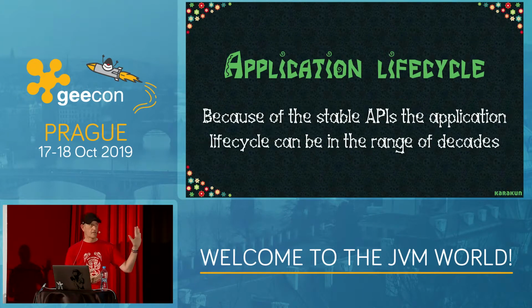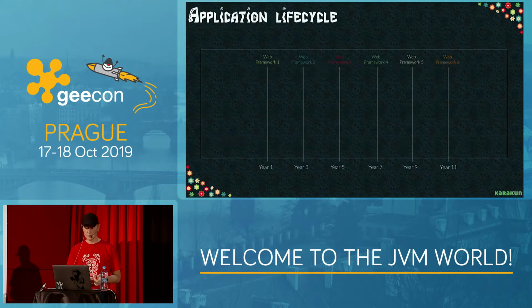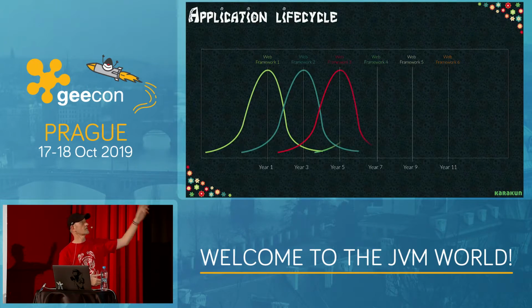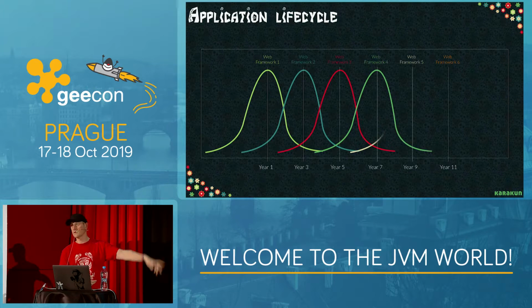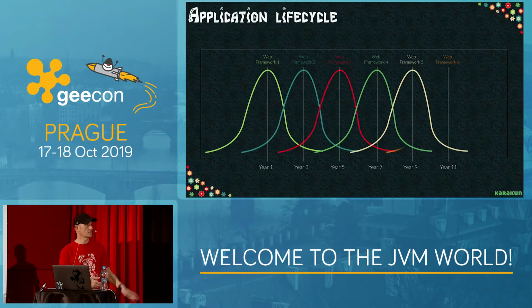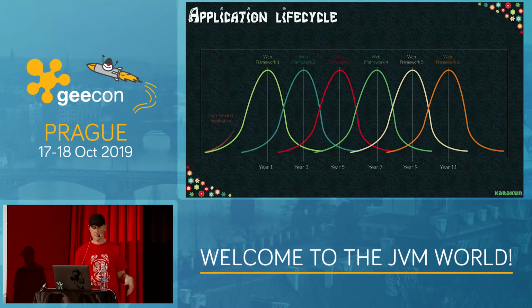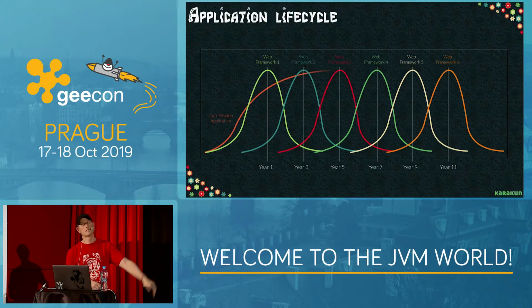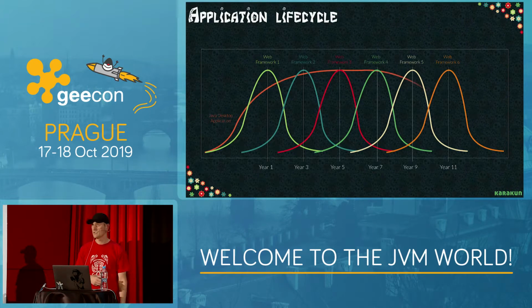And a big benefit is that the application lifecycle, because of the stable APIs, is completely different from web applications, because it looks more like this. If you have web frameworks, then usually the lifecycle is like this, right? You start one, 2 years later, the next one, the next one. That's how it works at the moment. It will stabilize in the future, I'm pretty sure, but at the moment it feels like that. Where you have a Java application, then it looks like this. You started once and then it can run for 10 years, 15 years.